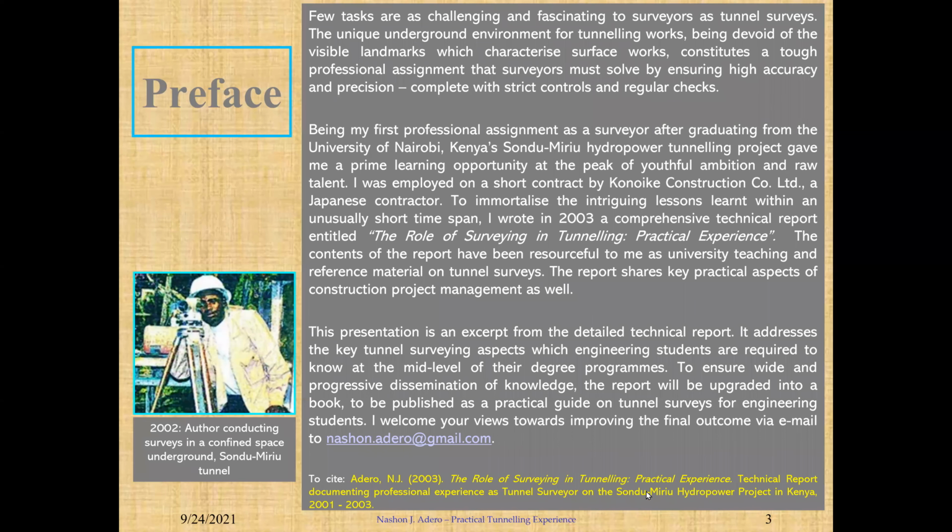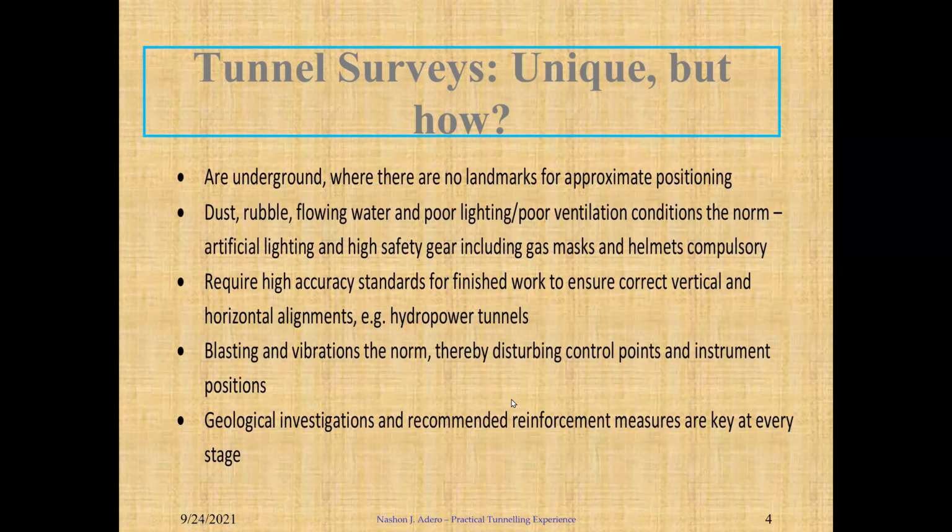So let's proceed. Tunnel surveys are unique, but how are they unique? So you can see I'm already giving you detailed examples of how tunnel surveys are unique, distinct from other engineering surveys on the surface of the ground. So tunnel surveys are underground surveys. They take place in underground environments, or when you are constructing those boreholes.